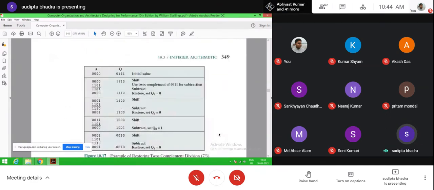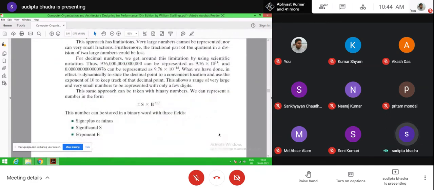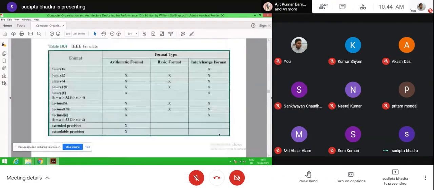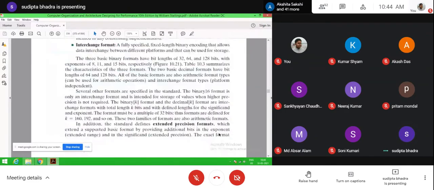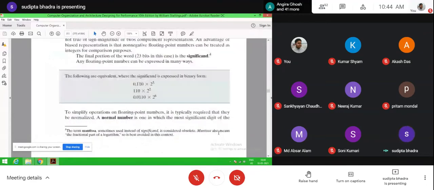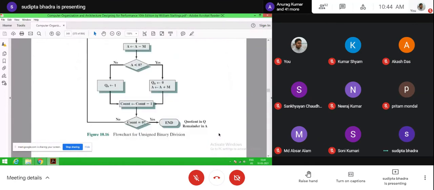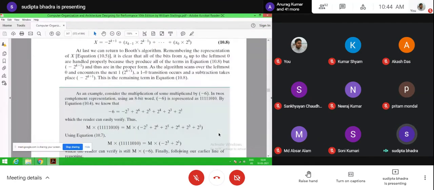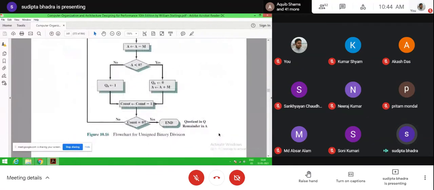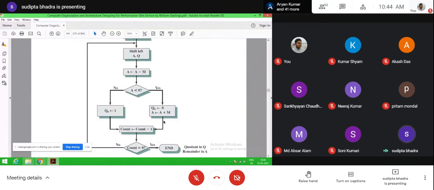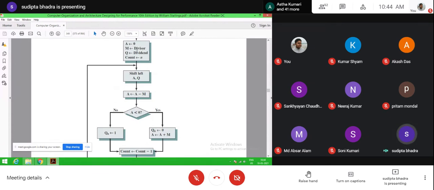Next, in the previous class we have seen this very fast. Another thing, let me show you this division. In the case of division, we are following this algorithm. Here the divisor is m and the dividend is q.